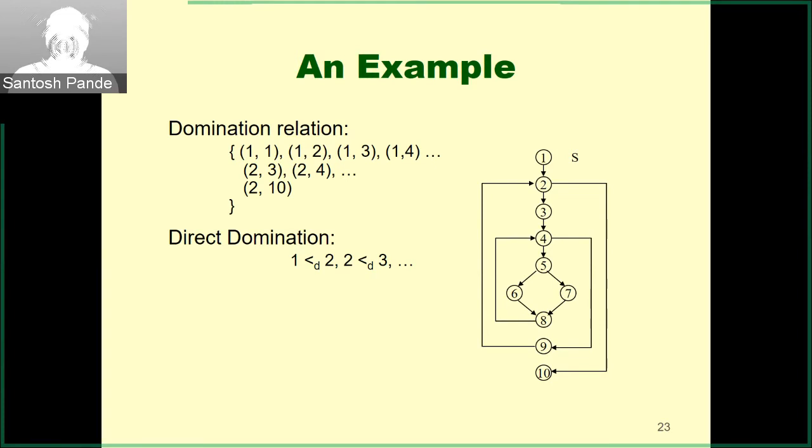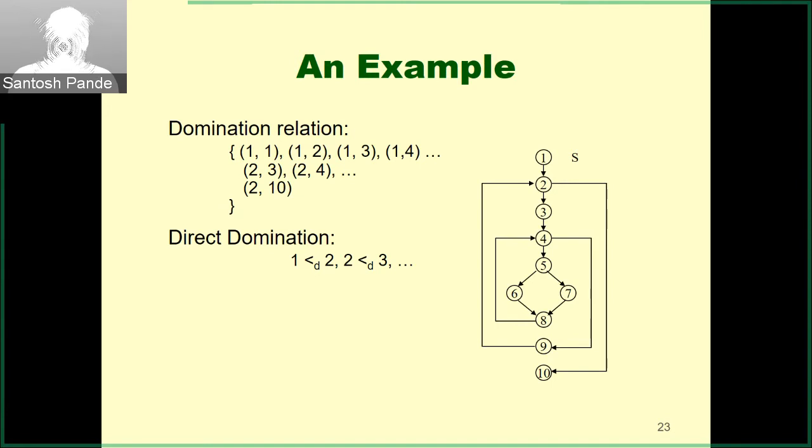So if I have to go from 1 to 3, can I bypass 2? That's the question. The answer is no. We must go through there, and so 2 dominates 3. Similarly, 2 dominates 4, and so on. And 2 also dominates 10. As you can see here, there's no way to reach 10. The only path is 1, 2, and then following that is 10. That's the only way.